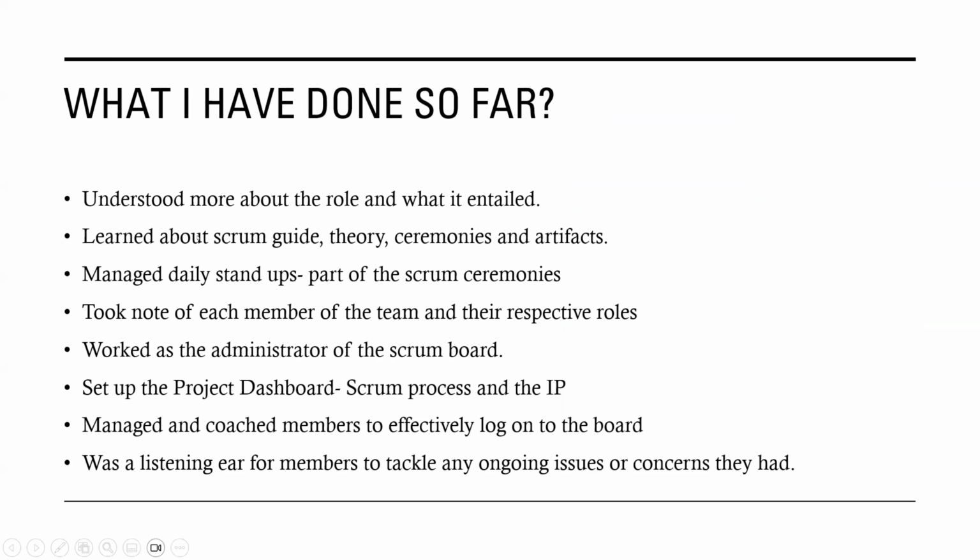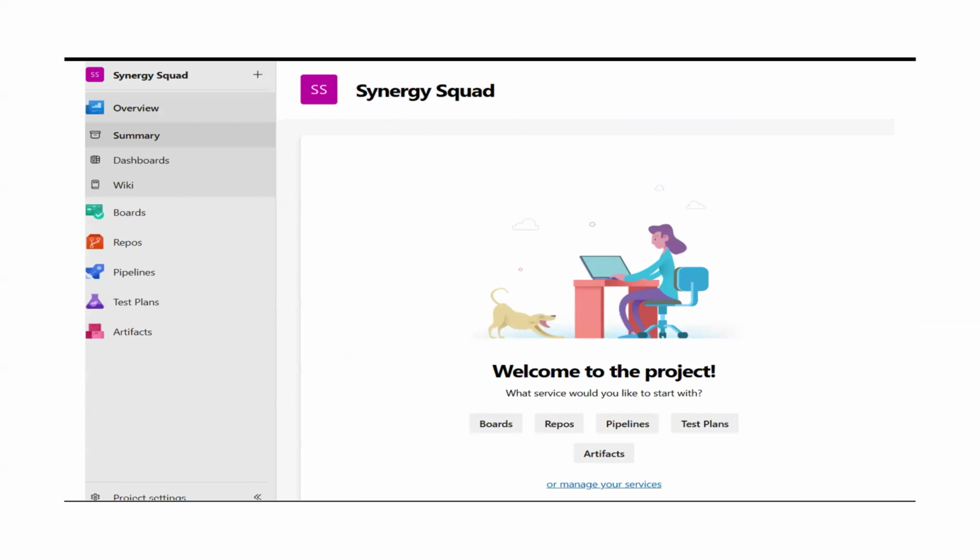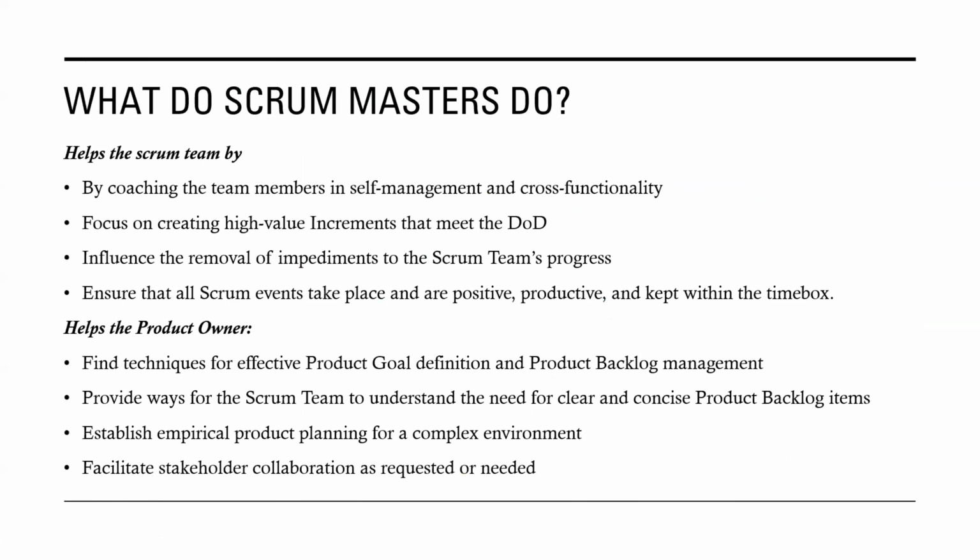As I said, we've managed daily stand-ups for the team in the past 2 weeks. Apart from that, I've done the administrative part of it, which is taking note of each member of the team and the roles that they are doing in this team. I have managed the Scrum board, which I set up with my fellow team member, Laura. I have effectively managed other members to get on the board and answered any issues they might have had. And this is evidence that it has now been set up for the team. That's the Synergy Squad project board.